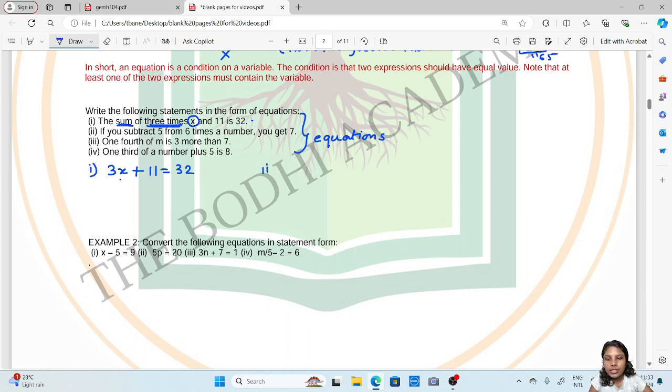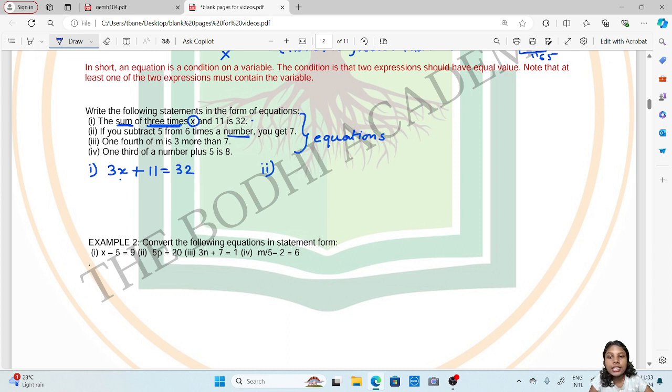Now let's look at the second. If you subtract 5 from 6 times a number, you get 7. So now what they are saying is that if you subtract 5 from 6 times. Now what is 6 times a number?